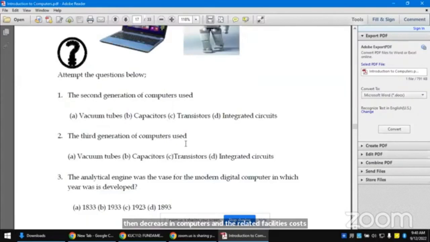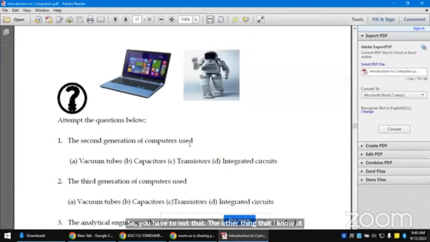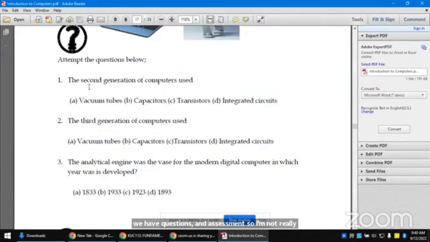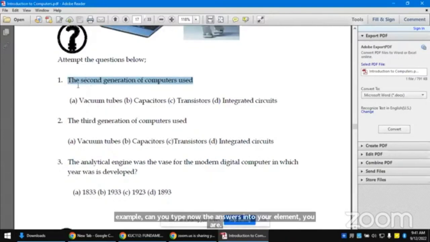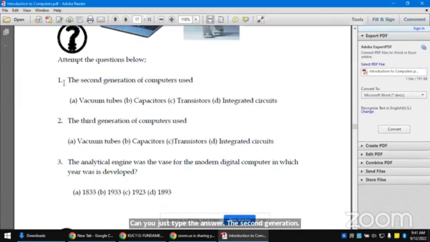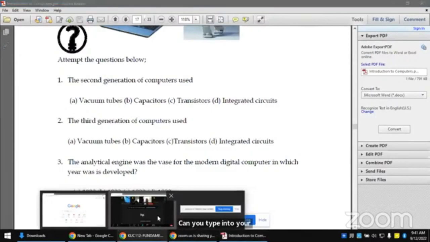The other thing is that I know at the end of every course, as you are in the LMS, we have questions and assessment. So I'll not dwell on the assessment, but maybe I can just answer for you. The first question is, for example, can you type the answers now into your Zoom? The second generation computer used what? Did they use vacuum tubes, capacitors, transistors, or integrated circuits? Can you kindly type into the Zoom message so that we can see?